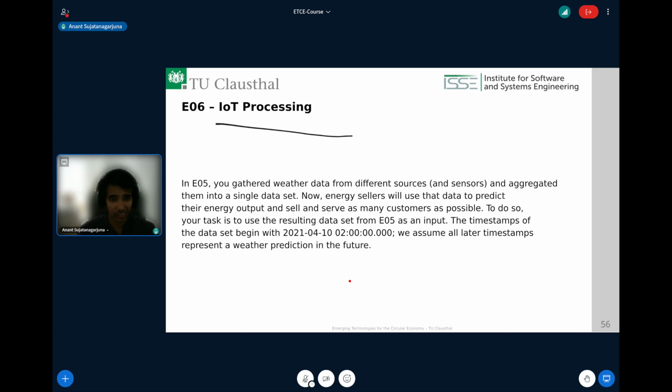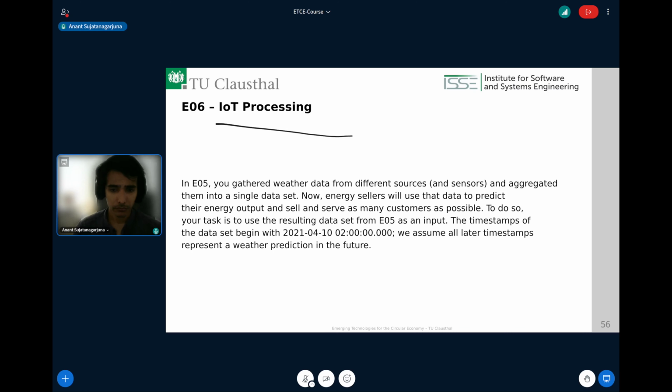Now we're going to use this to predict energy output. So let's say you're an energy seller. Let's say you are a solar farm, or an EV charging station that has a solar panel on top. You need to calculate, based on the weather, what your energy output is going to be. To do so, you need to use the data and figure out the relationship between the data and the energy output.